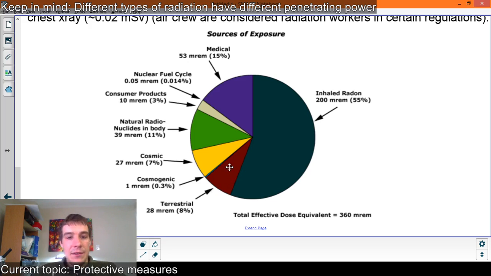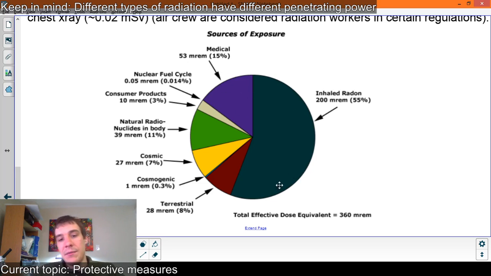Terrestrial radiation, just from the Earth, about 8%. Consumer products, so stuff you put on your skin and stuff, about 3%. Nuclear fuel cycle: if you live near a power plant, you're getting a tiny bit of extra radiation. And then medical, so any X-rays and stuff, the average person gets some number of X-rays per year, and that adds up to about 15% of the radiation dosage.